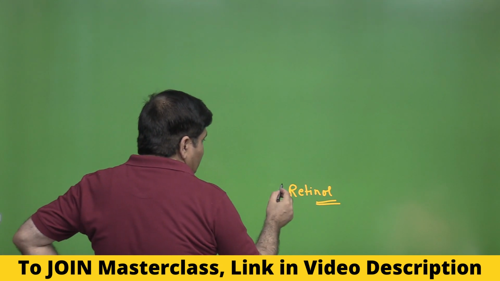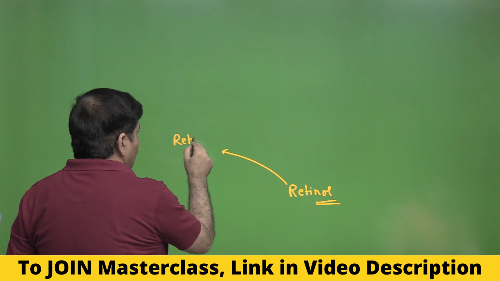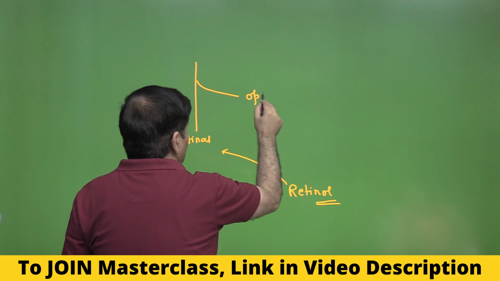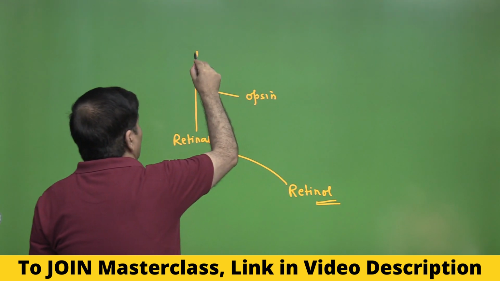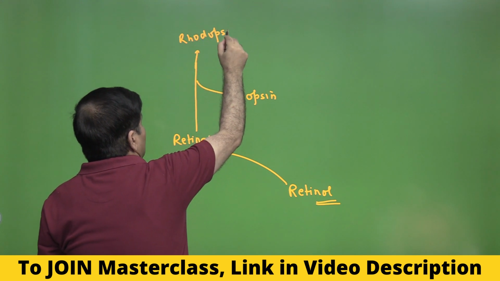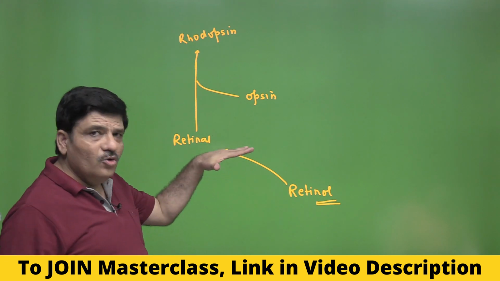And what happens is that this retinol gets converted into the aldehyde form. As I told you, this would be retinol, and it will combine with an opsin, and this opsin will form what is called the visual purple or rhodopsin. So this is what happens when you enter into a dark area from an illuminated area.